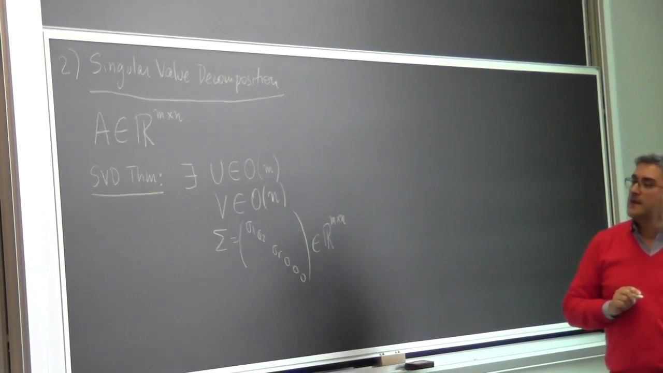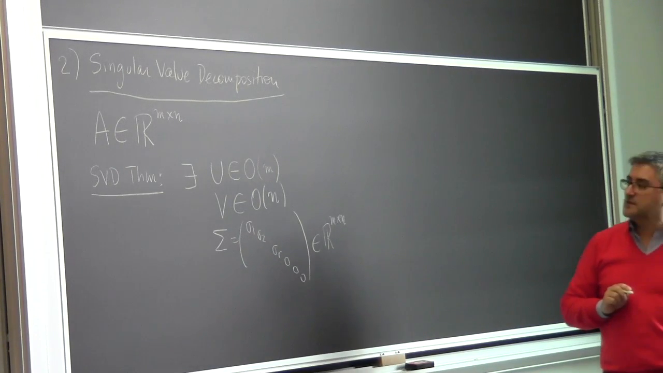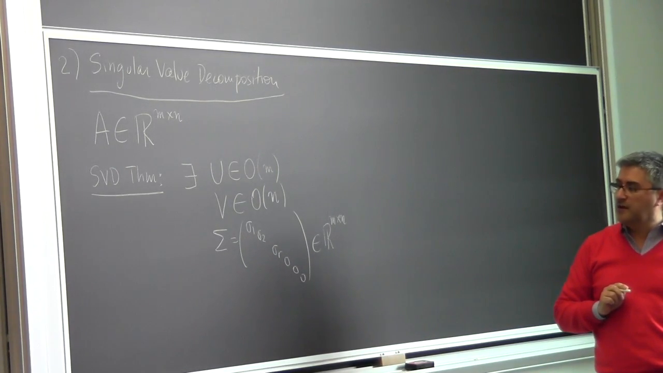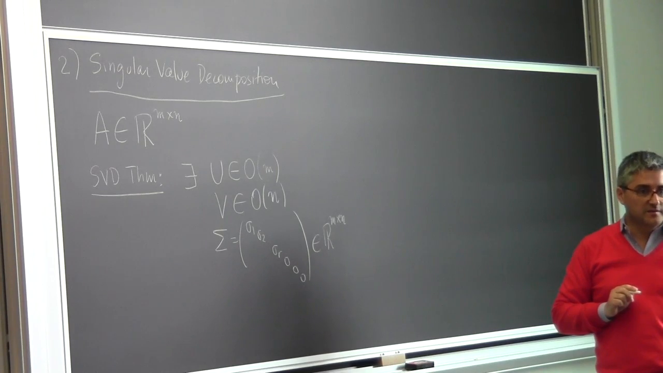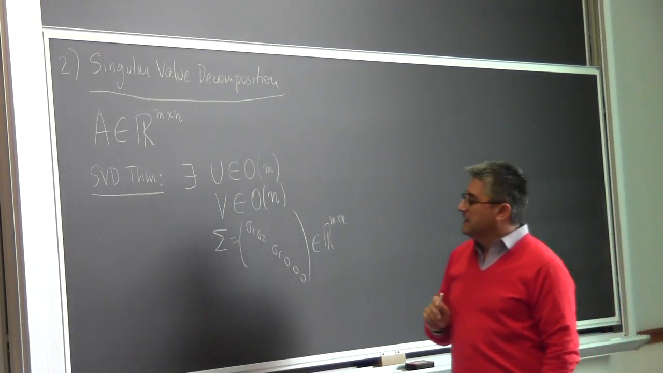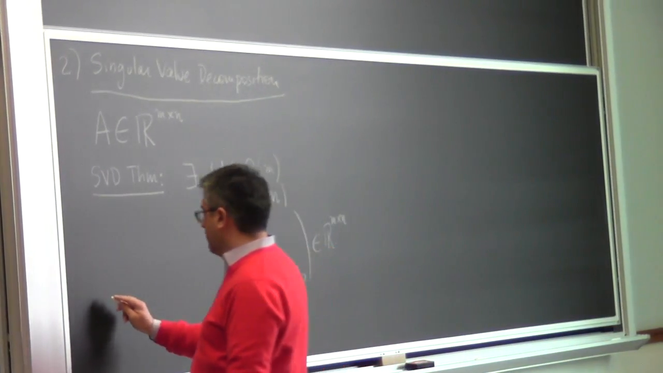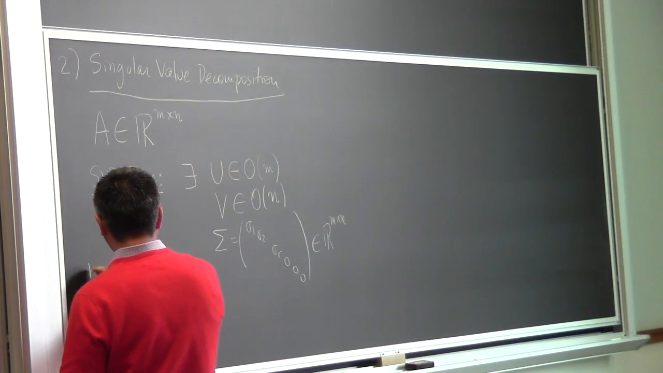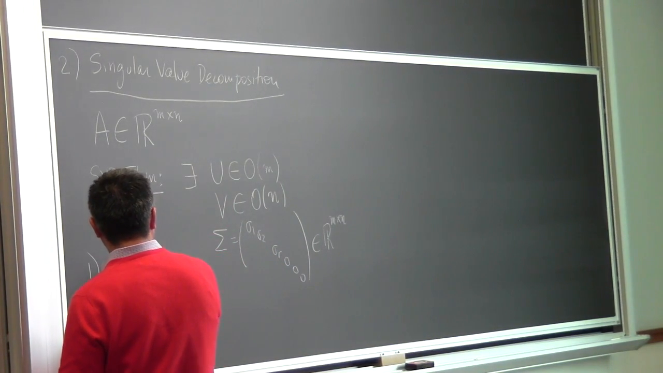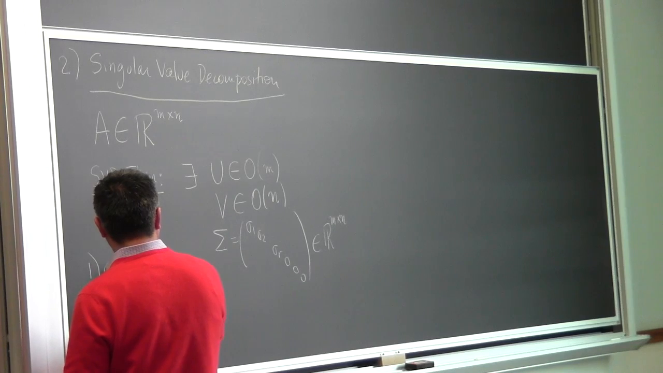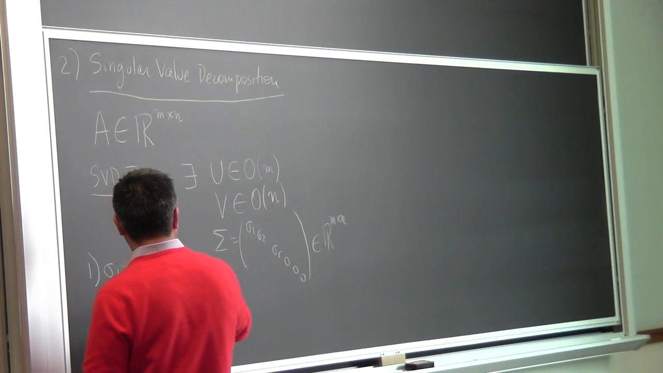Okay. So there exist 3 matrices. 2 of them are orthogonal, and the third one is diagonal, such that, one, these numbers in the diagonal are ordered.